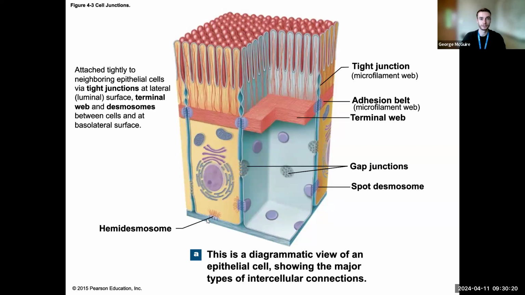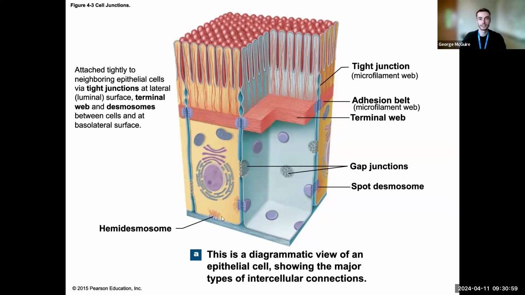And then hemidesmosomes at the basal surface. Hemi is a prefix meaning half, because we only have those cell adhesion molecules coming from the epithelial cell. You don't have that same thing being reciprocated from the basement membrane. So with our spot desmosomes, we have those coming from both of the cells connected. So we have cell adhesion molecules from this cell we're looking at in blue, and then this cell we're looking at in yellow, forming a full desmosome. And then hemidesmosomes at the basal surface are half desmosomes. We just have one cell creating these cell adhesion molecules.